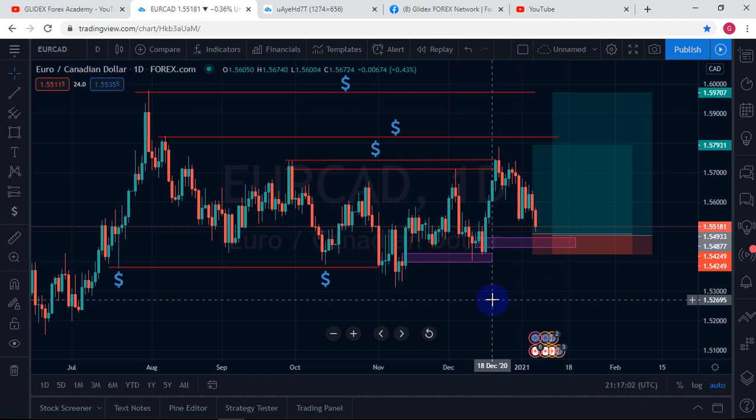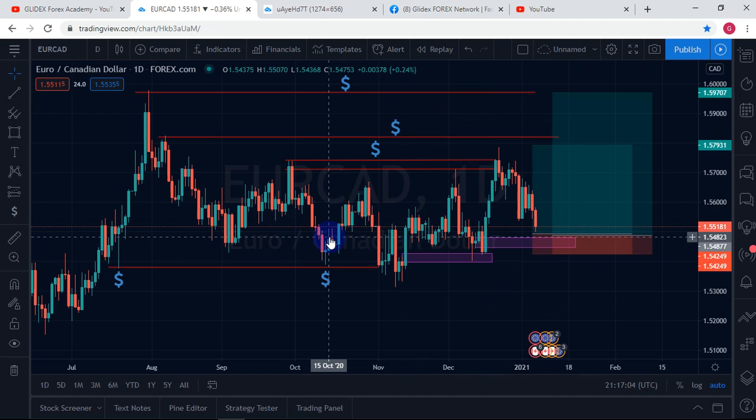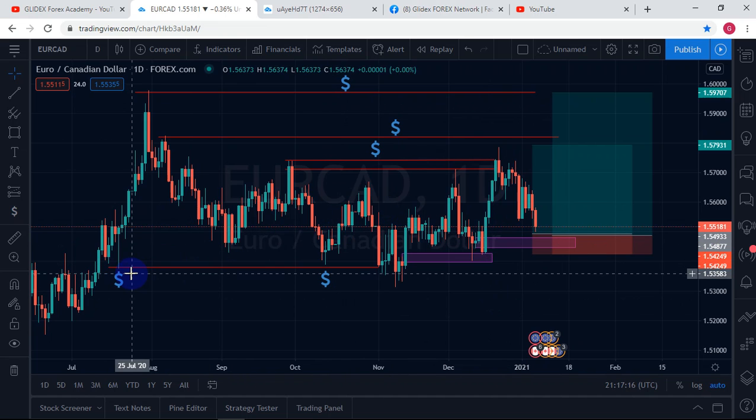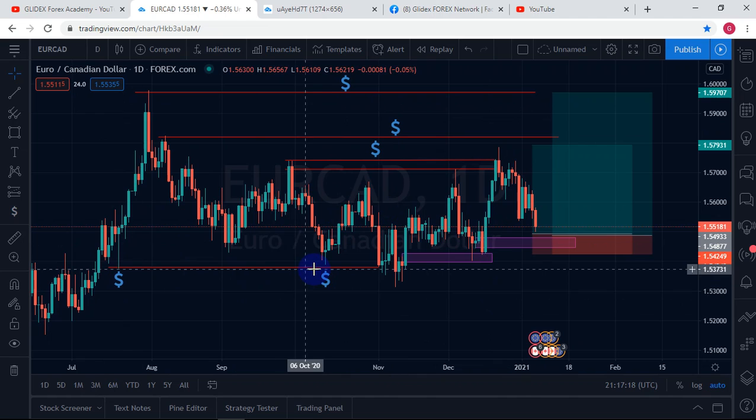Okay, so what have I done here? Now look at this. I want to explain what I have actually done here and what I've delineated on this chart. Now look at this double bottom here, which a retail trader would consider as a support.